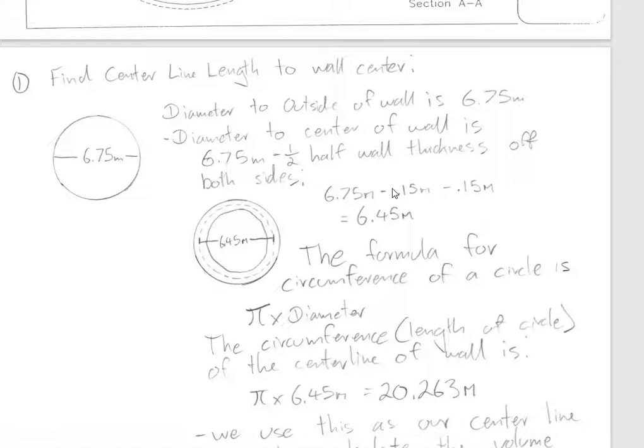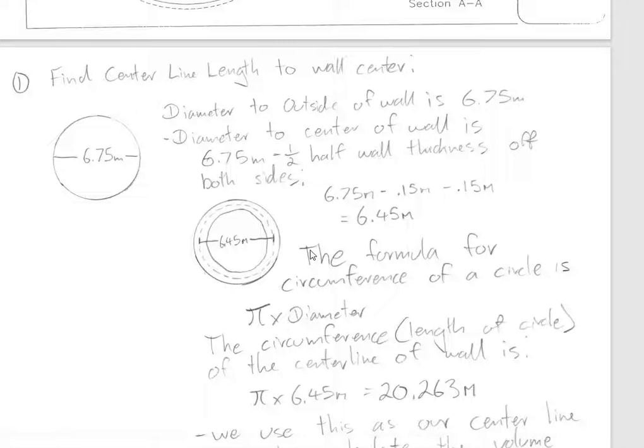Half a wall thickness is 0.15 meters or 150 millimeters. I know I jump interchangeably between meters and millimeters, and I hope you're able to do the same. You'll have to be able to do that to get through this math. We get 6.75 meters minus the half wall thickness on each side, and that takes us to 6.45 meters. Okay, that is our diameter of the circle to the dead center of the wall.